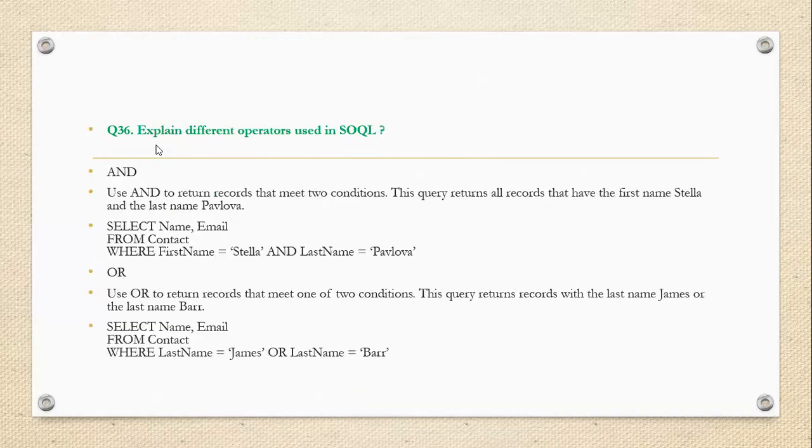Next question: explain the different operators used in SQL. AND returns records that match all the conditions. This query returns all the records that have first name and last name specified. Select name, email from contact where first name and last name. OR returns records that match one of the two conditions. This query returns records with the last name James or the last name Bar. Select name, email from contact where last name is James or last name is Bar.